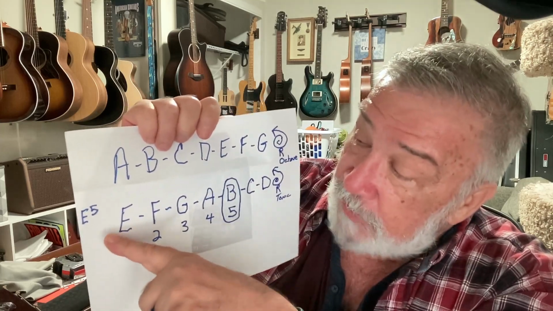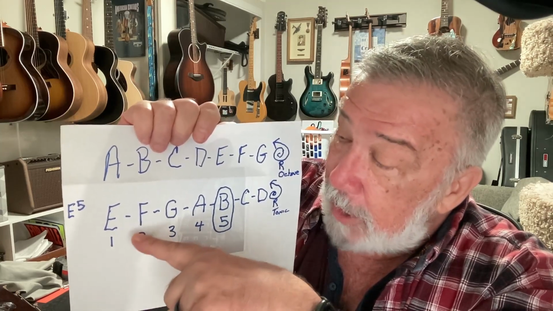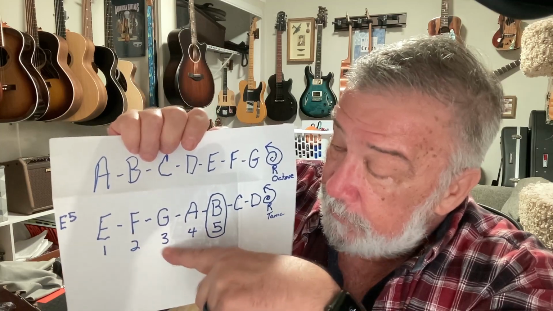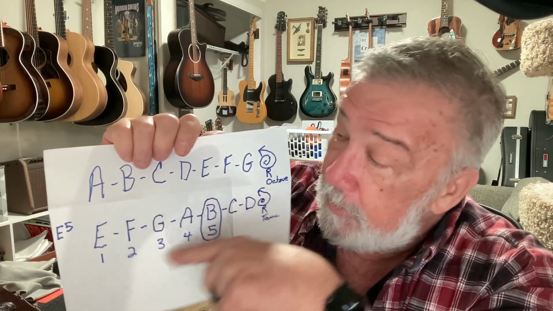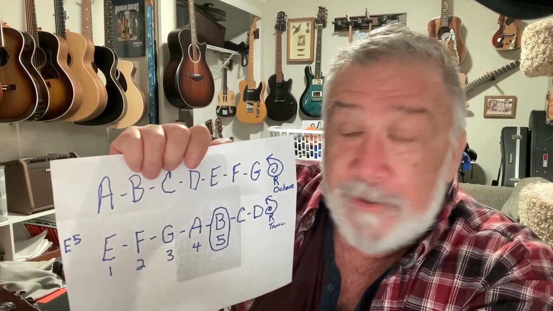So if I start out with E, that's my root note. So I've got to have E. And then I progress. The second is F. The third is G. The fourth is A. The fifth is a B. So I need an E note and I need a B note. That's why it's called an E5.